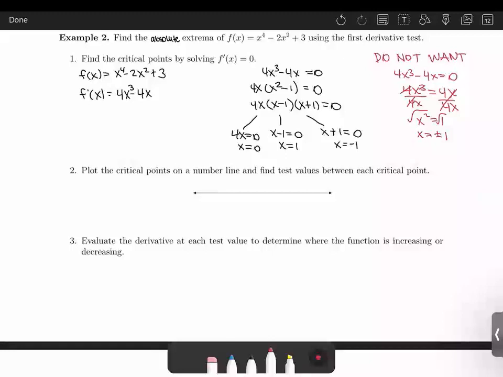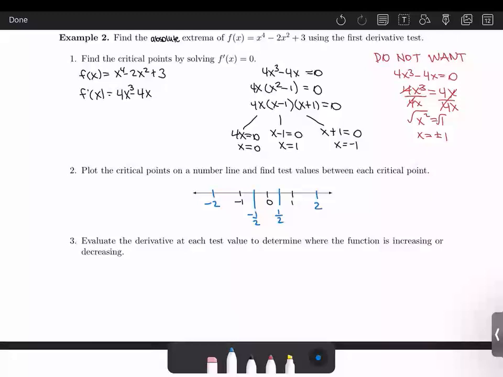Okay, so now that we have our critical points, we plot them on the number line. So we have negative 1, 0, 1. We plot these points on the number line and we find test values between each critical point. So here I am going to have the point 1/2. Here I'm going to have the point negative 1/2. And then we also need to find points on the other side of the 1 and negative 1. So I'm just going to pick negative 2 and 2.